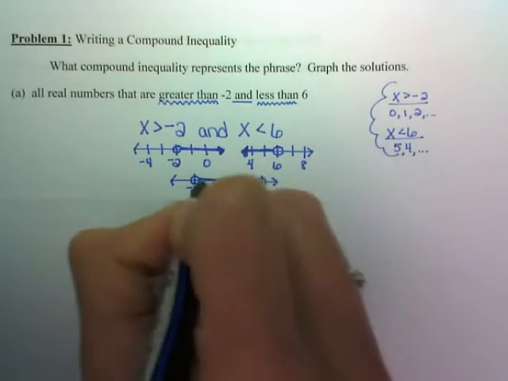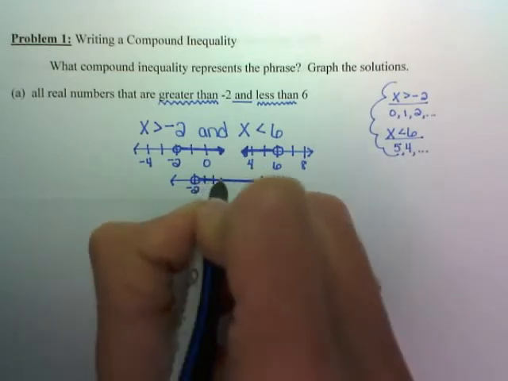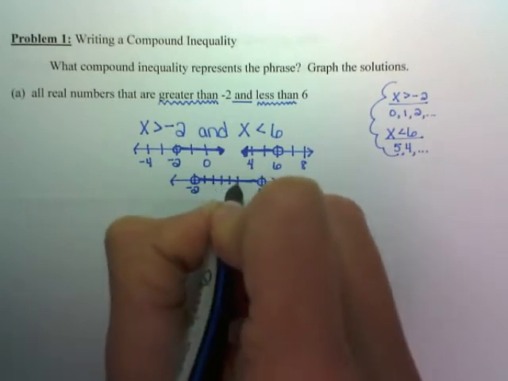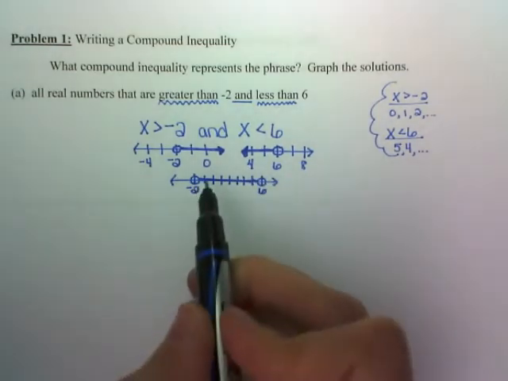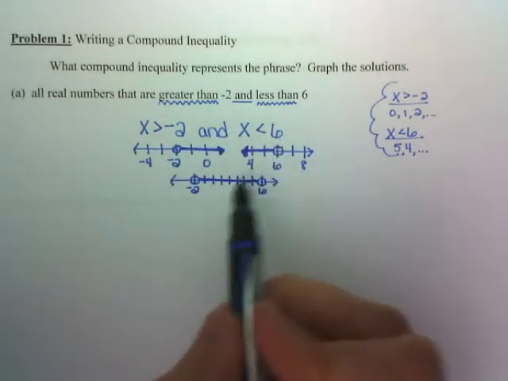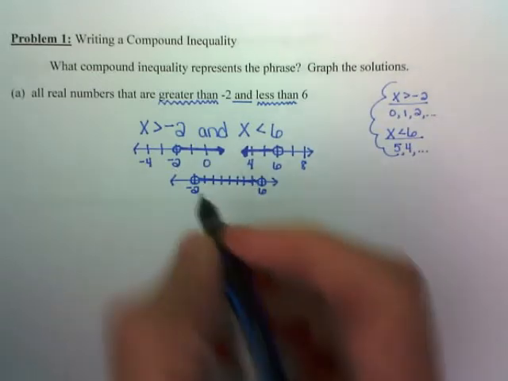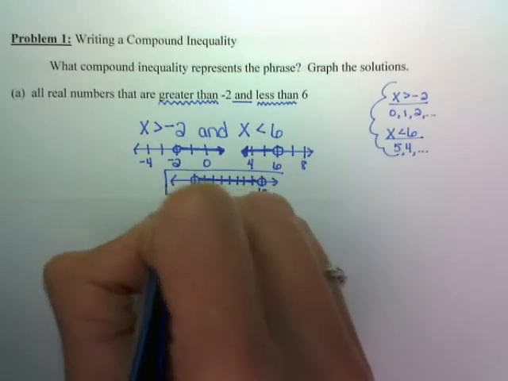And we could list some numbers in there if we wanted to. We've got -1 and 0, 1, 2, 3, 4, 5, and 6. And think about all these numbers. Are they greater than -2 and less than 6? And they are. So this is actually right here. This is the graph of that compound inequality.